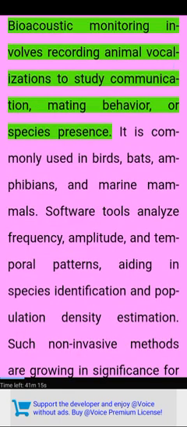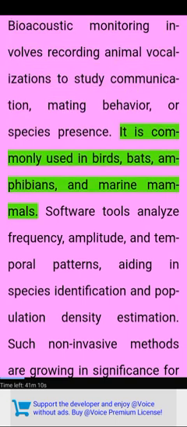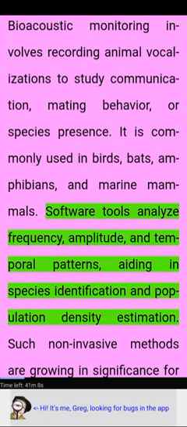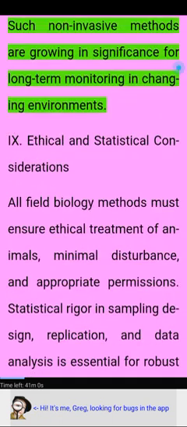8. Bioacoustics and behavioral recordings. Bioacoustic monitoring involves recording animal vocalizations to study communication, mating behavior, or species presence. It is commonly used in birds, bats, amphibians, and marine mammals. Software tools analyze frequency, amplitude, and temporal patterns, aiding in species identification and population density estimation. Such non-invasive methods are growing in significance for long-term monitoring in changing environments.